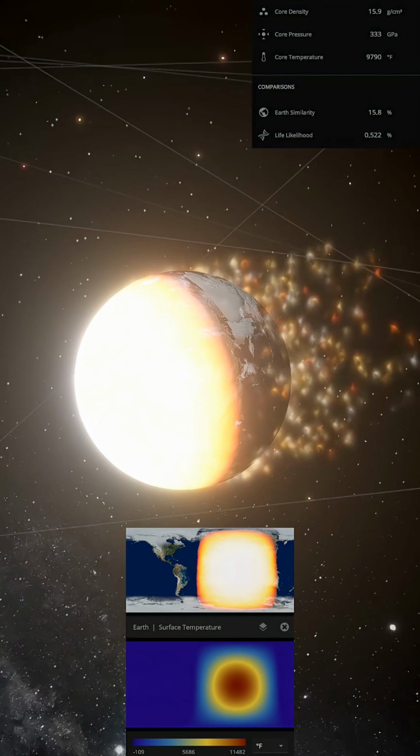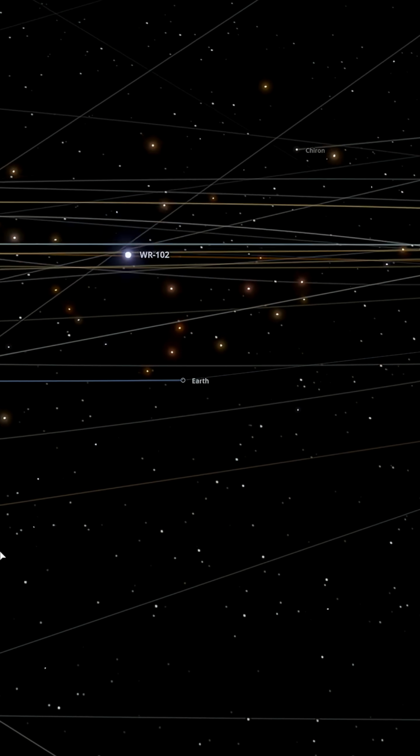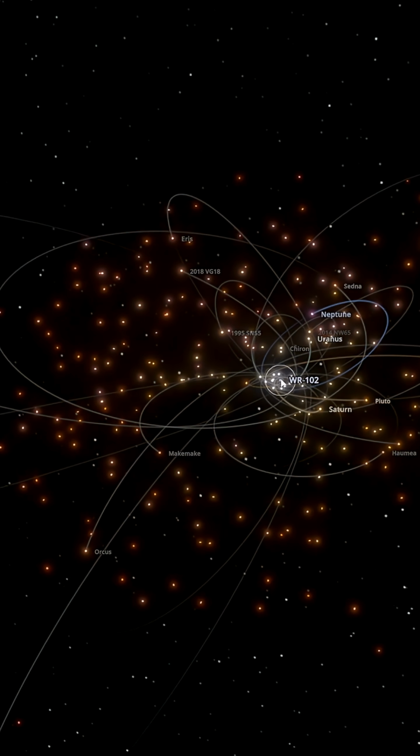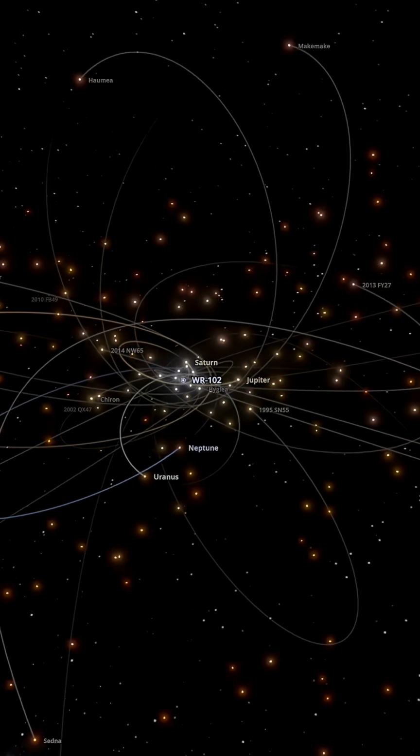The whole solar system would be on fire, orbital dynamics thrown into chaos, and the overall structure dramatically altered. Almost every world in the solar system would be destroyed.